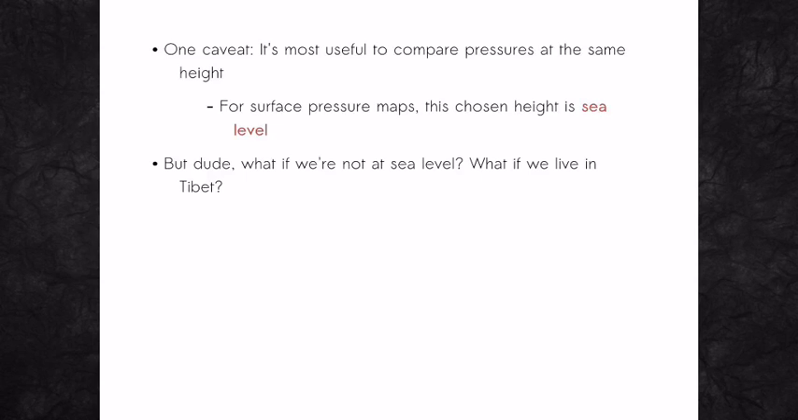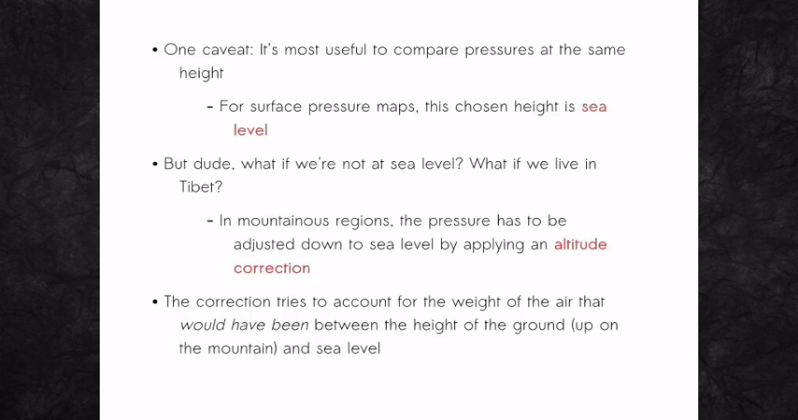Well, what you have to do is, if you have a measurement high above sea level, you actually have to adjust that measurement to get some equivalent pressure at sea level. So if you live in mountainous regions, you have to take the pressure that you measure and adjust it to get an equivalent pressure at sea level by doing what's called an altitude correction. An altitude correction for the pressure to get the value down at sea level.